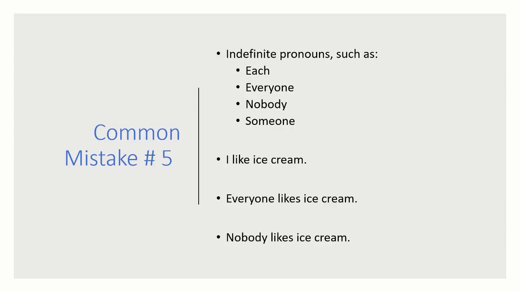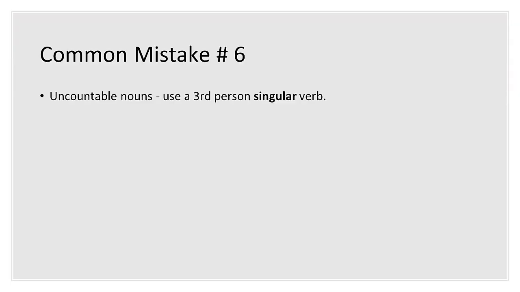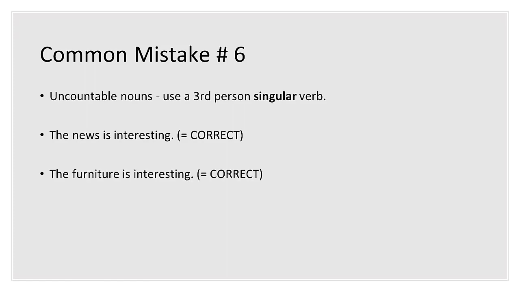But because it is using an indefinite pronoun, each, everyone, nobody, someone, then we change it. Common mistake number 6, uncountable nouns. The news is interesting. So some people would say the news are interesting. The furniture is interesting. So some people might make the mistake and say the furniture are interesting, or they might say the furnitures are interesting. So just combining verb-subject agreement with uncountable nouns, countable nouns, be very careful there with them.